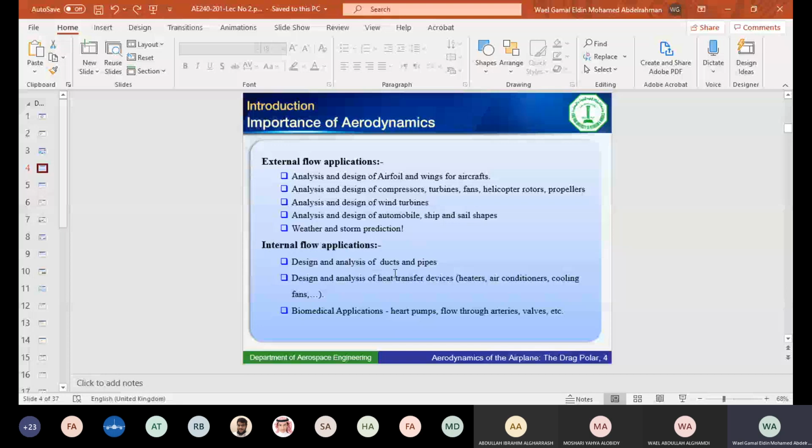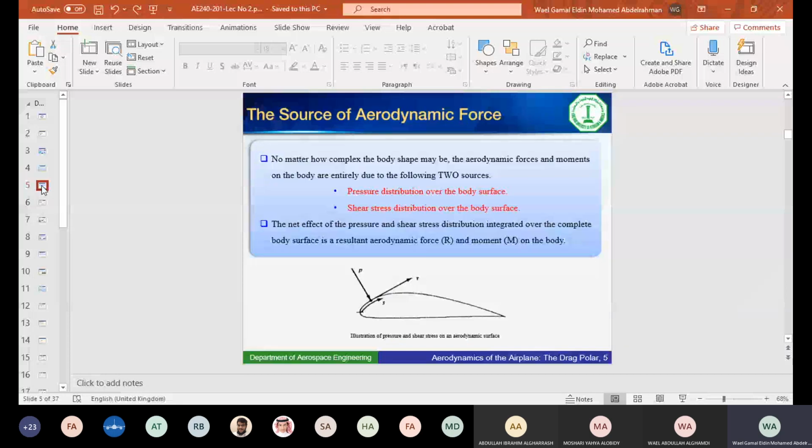Whether they are external or internal, air moving around or inside the body will generate a set of forces because of two main sources. I'm sure you remember the origin of the aerodynamic forces: either the pressure distribution or the shear distribution around the body itself. The pressure is normal, and the shear is due to friction around the body itself.